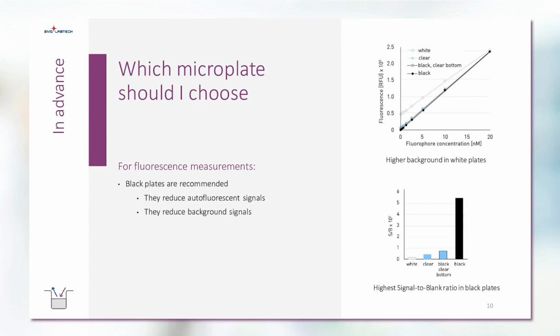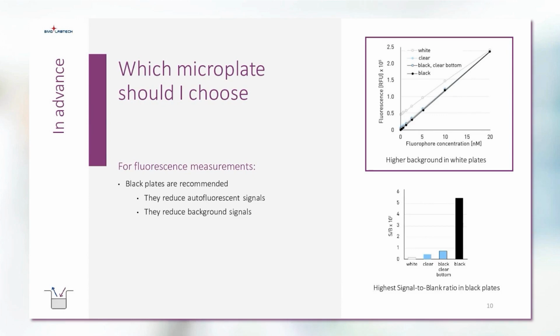In the graph to the upper right, signal intensities of fluorophore standard curves measured in plates of different plate color are shown. Here, white plates lead to a substantial increase of the background as they amplify the present signal. But a higher signal is, of course, not bad itself. To see the actual effect, you have to look at the signal to blank ratio.